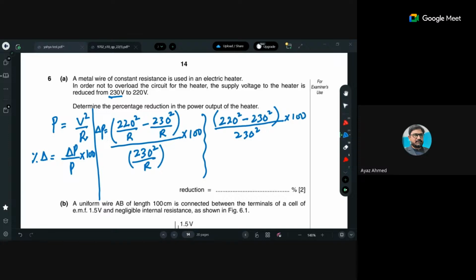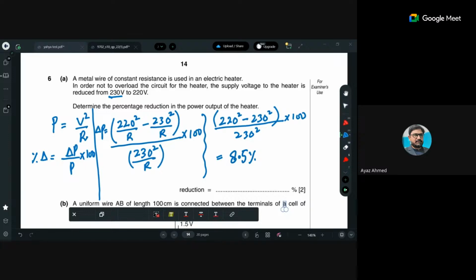Because the value is a reduction, the answer will be negative, but since we have considered the reduction, the answer can simply be taken as positive. So what is the percentage? You have a calculator, or should I use mine? No, I have. Okay, calculate then. Yeah, 8.5%. I did this question. This one is right. Okay, good. So 8.5%.